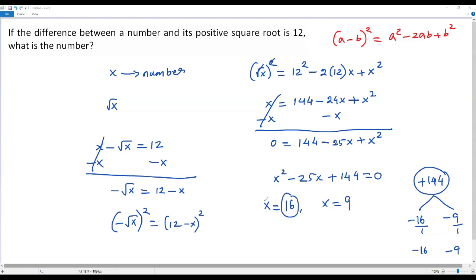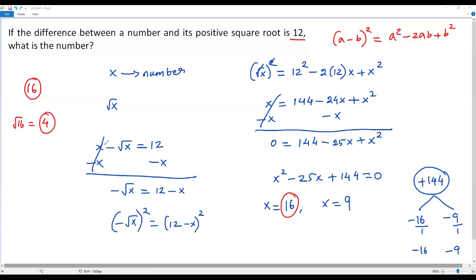For that we have to verify both the answers with the given information. Now let me consider 16 as the required number. According to the given information, the difference between the number, that is 16, and its positive square root. The positive square root means the square root of 16, which is equal to 4. The difference between the number 16 and its positive square root 4 is equal to what? It's 12. That is exactly what I have in the question. So the number 16 satisfies the condition given in the question. So we can accept 16 as the required number.